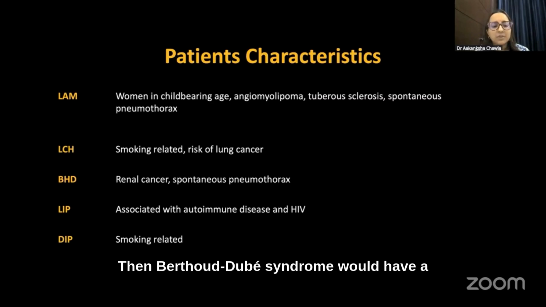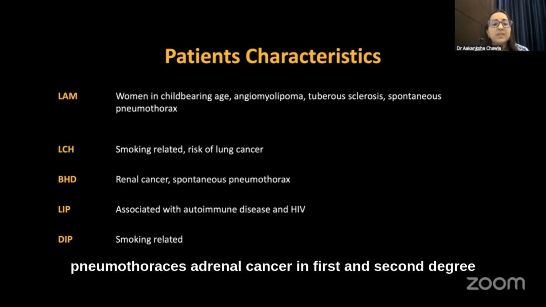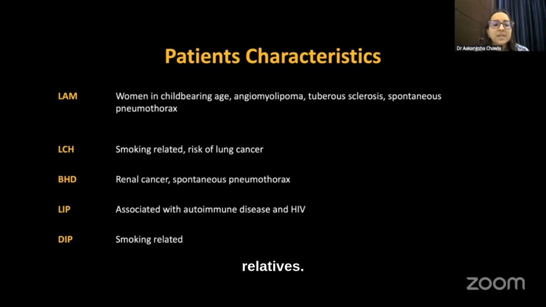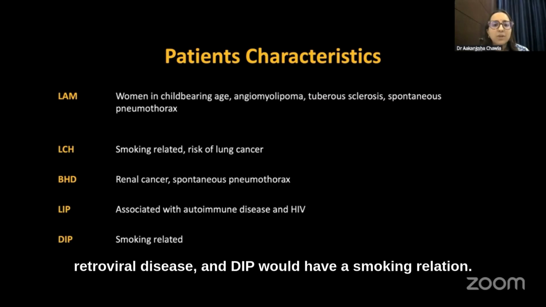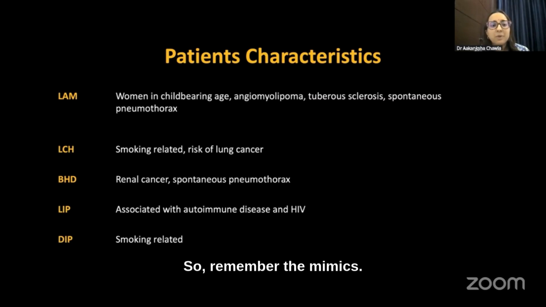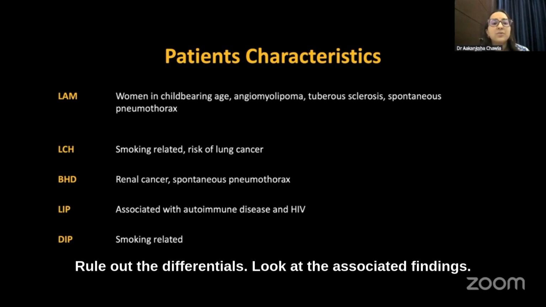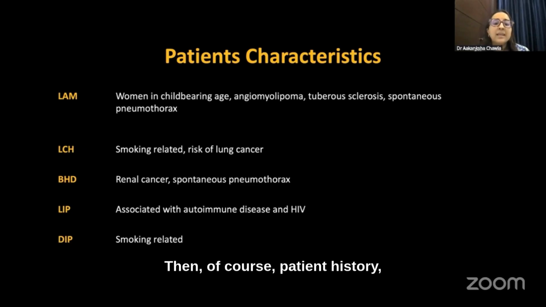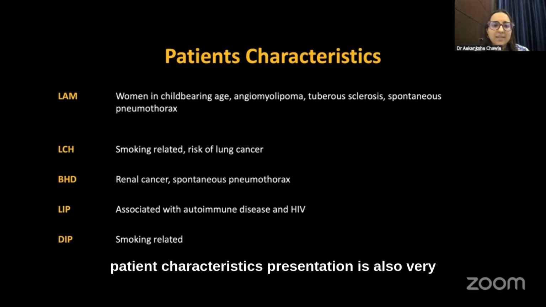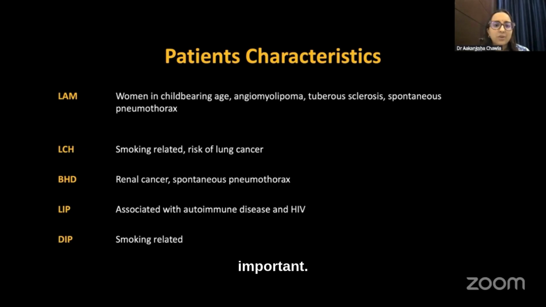Then Birt-Hogg-Dubé syndrome would have a family history of recurrent spontaneous pneumothorax, and renal cancer in first and second degree relatives. LIP would be associated with autoimmune diseases, retroviral disease, and DIP would have a smoking relation. So remember the mimics, remember to rule them out. See your cyst, look at the incidental or pathological finding, rule out the differentials, look at the associated findings, look at the zone predominance, upper or lower, number of cysts. Then, of course, patient history, patient characteristics, and presentation are also very important.